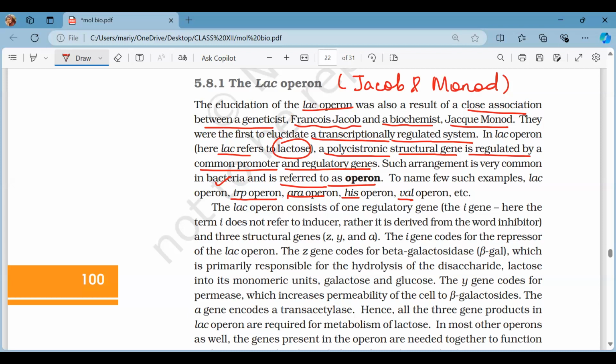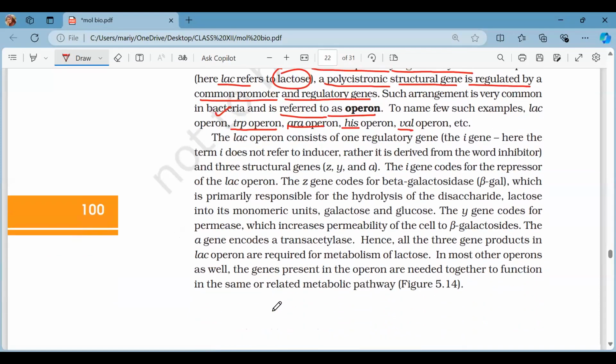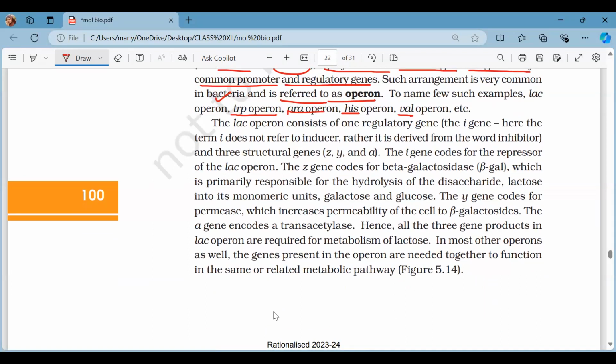Now, the lac operon consists of one regulatory gene, the I gene. Here, the term I does not refer to inducer; rather, it is derived from the word inhibitor. So, we have the regulatory gene. Now, apart from the regulatory gene, what do we have? We have the structural genes, three in number: Z, Y, and A.